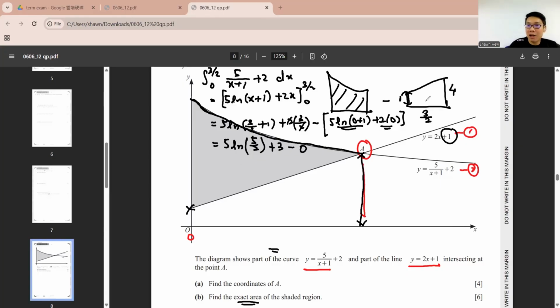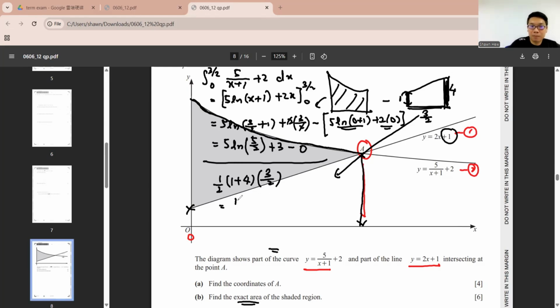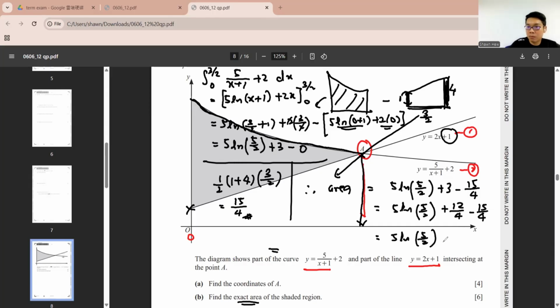Then we just use this area minus the trapezium. The area of a trapezium is the average of these two lengths times the perpendicular distance, 15 over 4. So we just use this minus this. This is the exact value for the area.